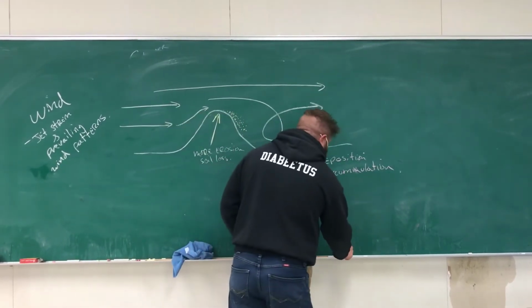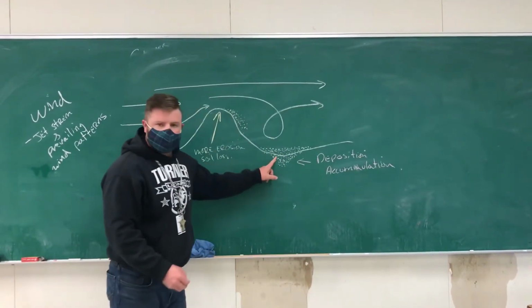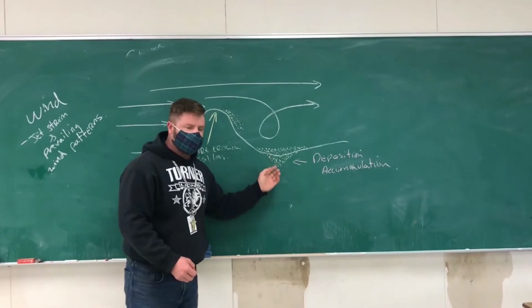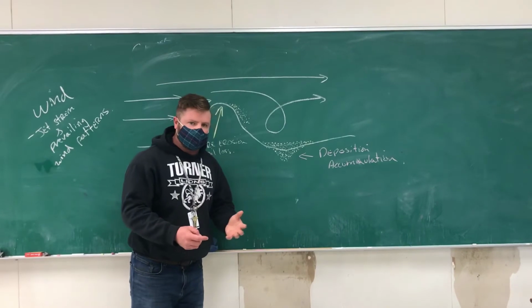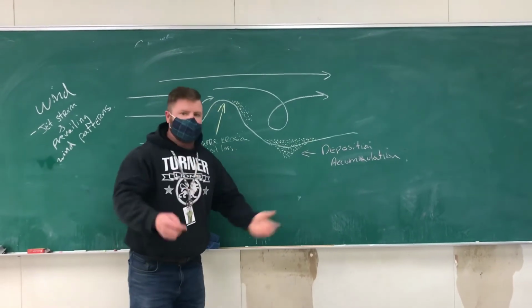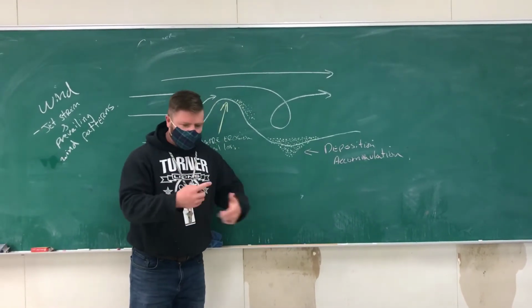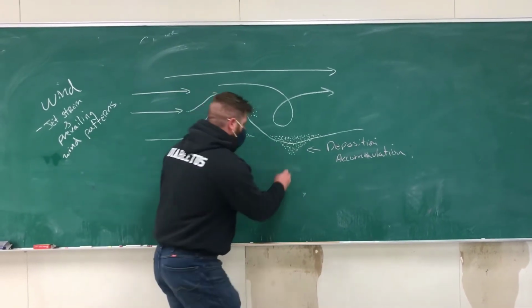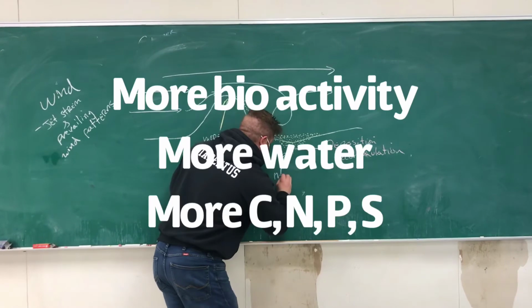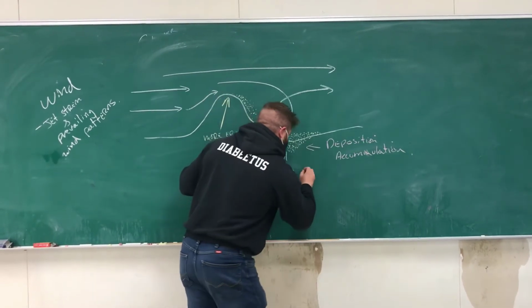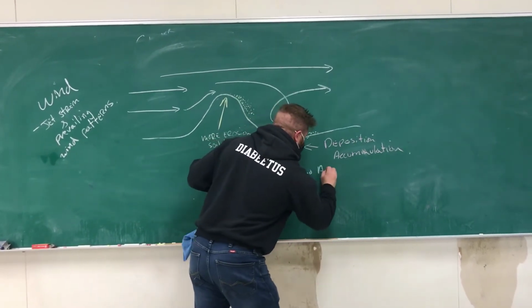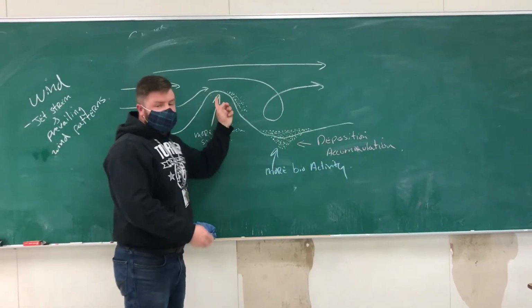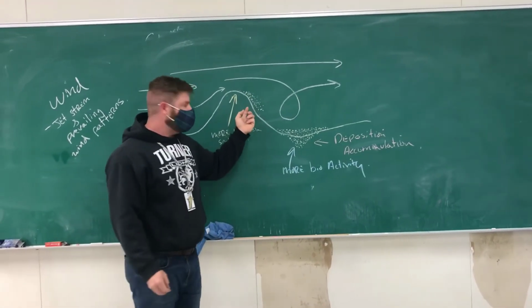This is where you're going to see more plant life. Water's also going to settle here. We're going to see more biological activity altogether: plants and animals, bacteria, soil organisms, more carbon, nitrogen, phosphorus, and everything else than we see up here, and up here we're actually going to see quite a bit less.